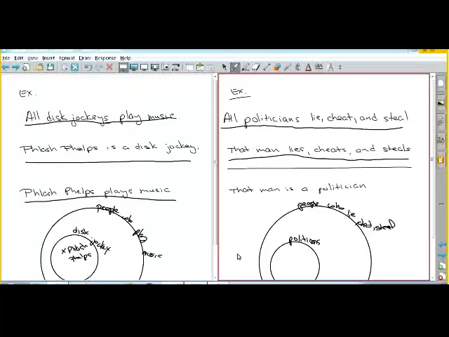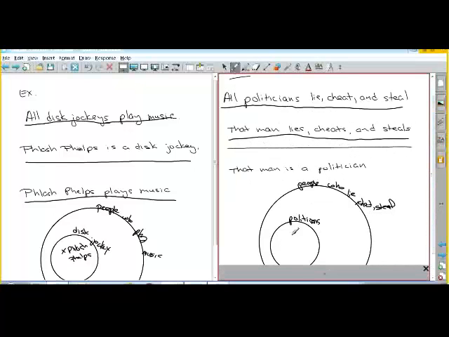Now the second statement: that man lies, cheats, and steals. Where can I place the X? Theoretically I could place it here, but I can't specifically do that because it doesn't say he's a politician. If these were switched, and the second statement were that man is a politician, then I could put an X there. But because it doesn't force me to put the X in there, it could be there, or anywhere in the big circle.